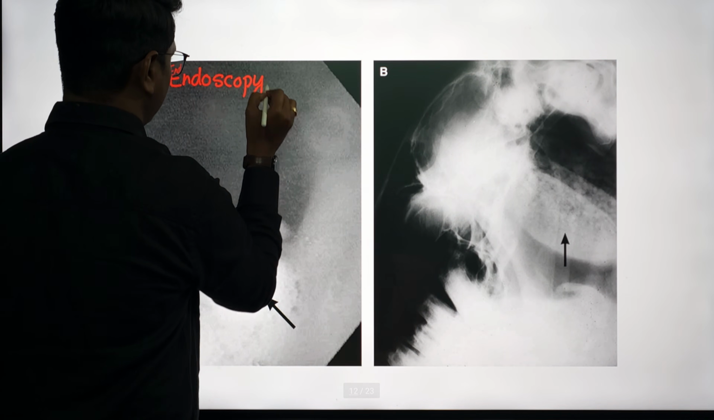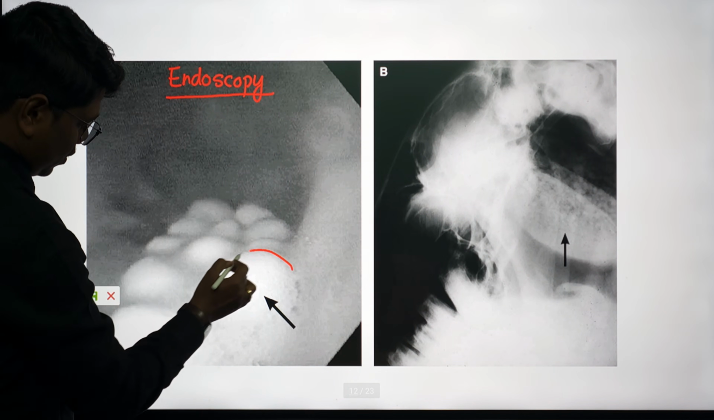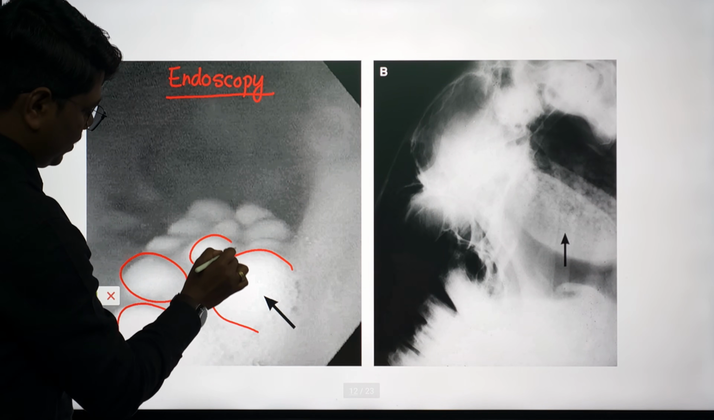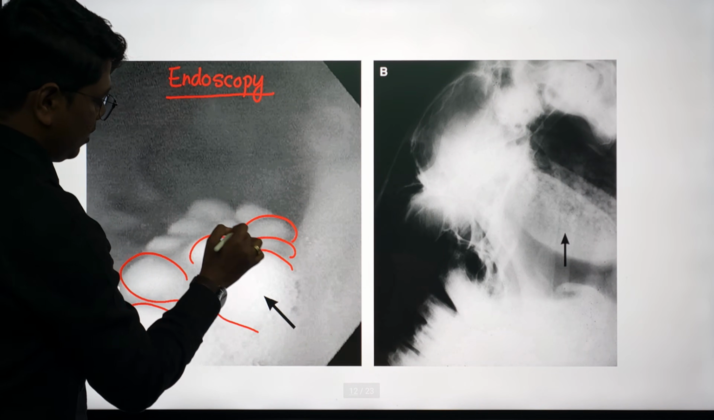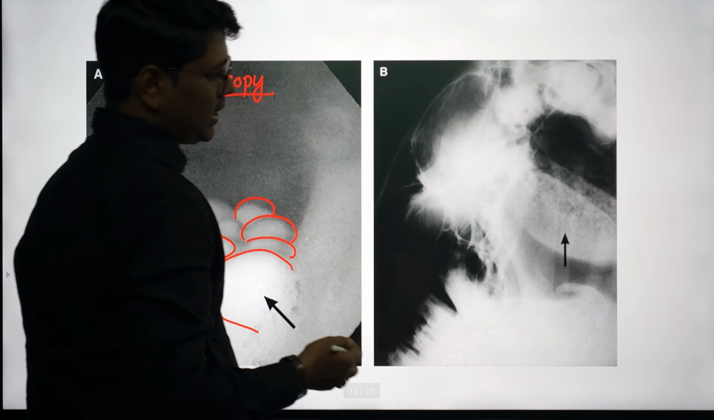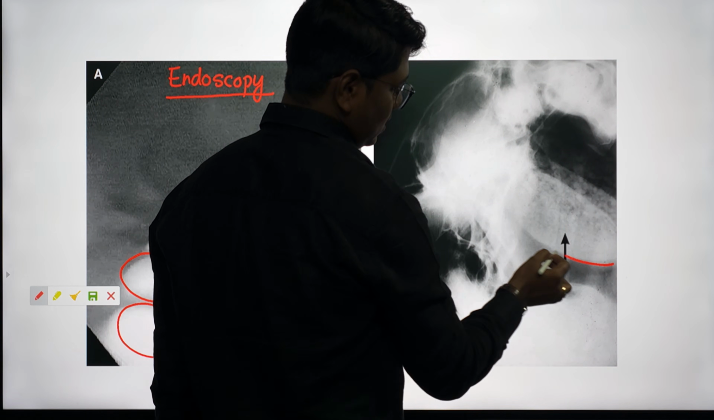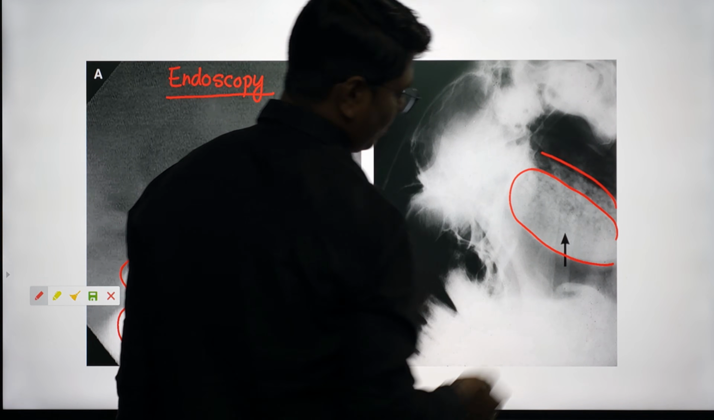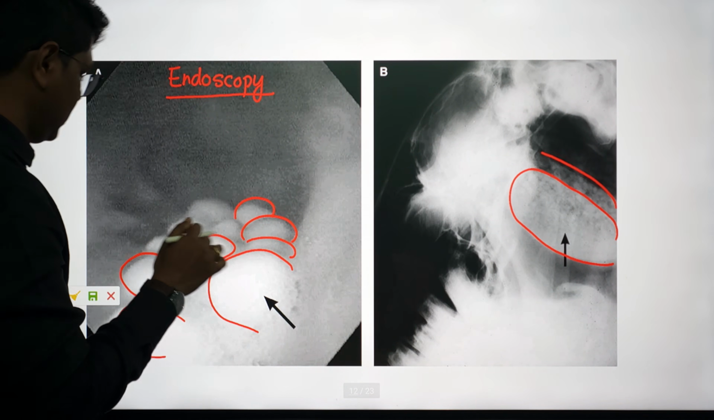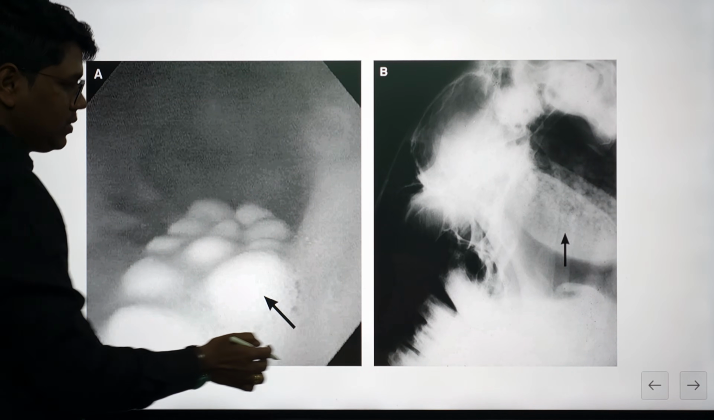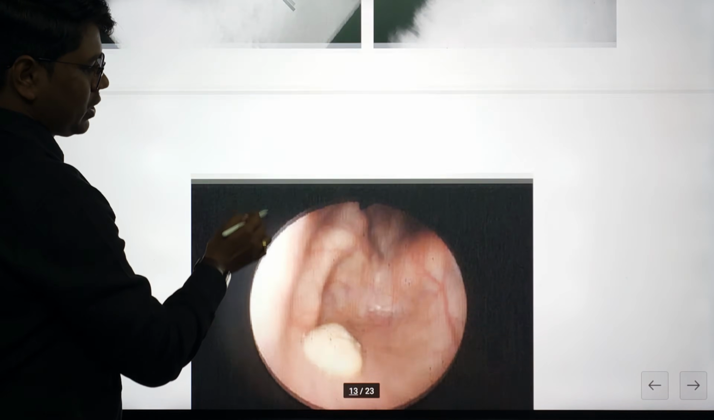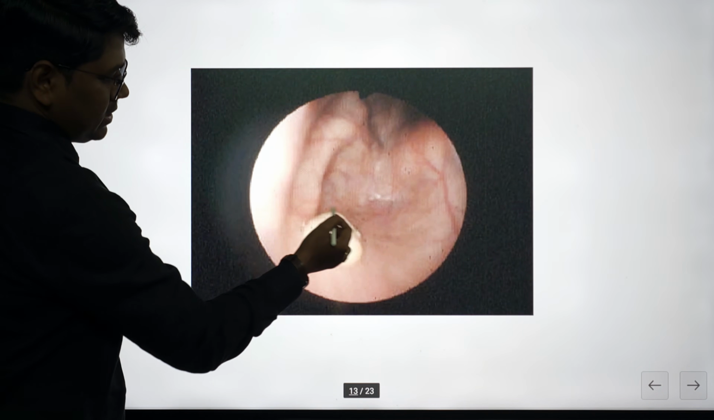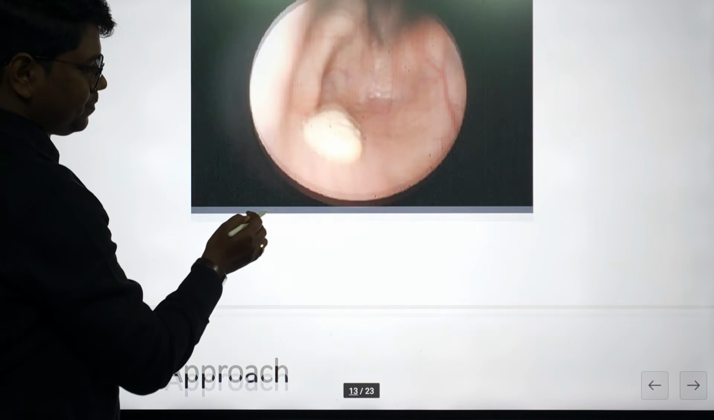You can see the chondroids here. Multiple chondroids are actually present here. These are chronic cases, multiple chondroids. Here in the radiograph you can see this is a chondroid, and another one is overlapping. So this is how you can diagnose empyema of the guttural pouch. This is another endoscopic image. You can see here this is a chondroid.